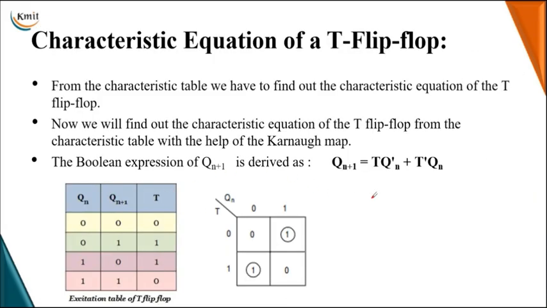So here I have given the characteristic equation along with the excitation table. In the excitation table, the transfer of present state to the next state, 0 to 0, 0 to 1, 1 to 0, 1 to 1 transitions are here. So 0 to 0, no change in the state, so T is 0. 0 to 1, the toggle input is 1. 1 to 0, there is a complemented state of the present state in the next state, so T becomes 1. 1 to 1, no change in the state, so this is possible when the T input is 0.